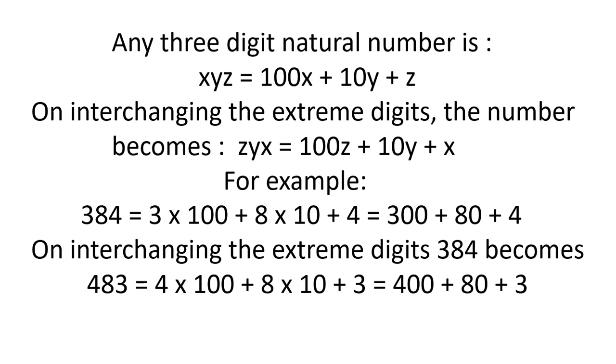For example, 384 is a three-digit number, which can be expanded into 3 into 100 plus 8 into 10 plus 4, which is equal to 300 plus 80 plus 4. When you interchange the extreme digits, 384 becomes 483, which can be expanded to 4 into 100 plus 8 into 10 plus 3, which is equal to 400 plus 80 plus 3.